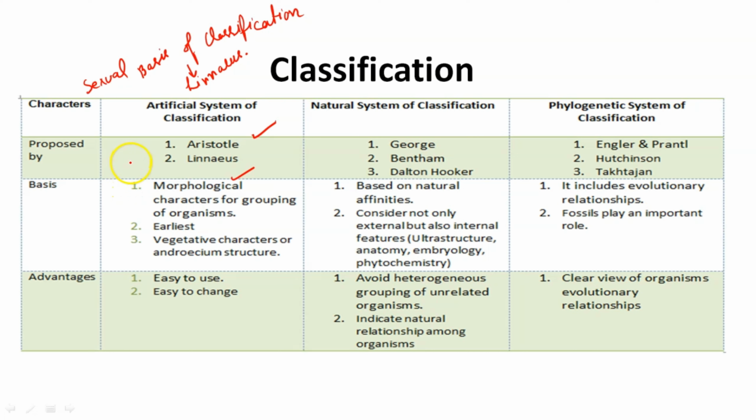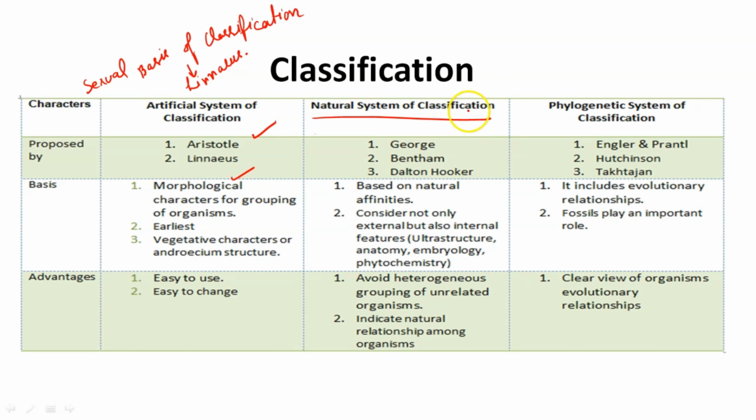Now we become a bit better in classification. We considered many other characters and not only morphological ones. That's how the natural system of classification was made, right? Now a question arises: how will we remember which classification came when? It might be difficult. We get confused about which classification came first and which came after that.